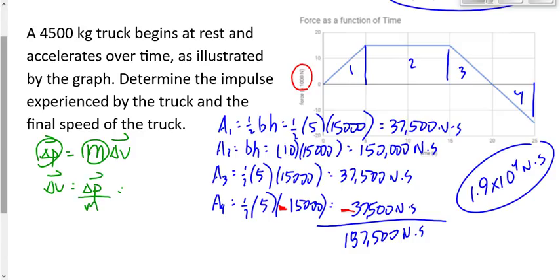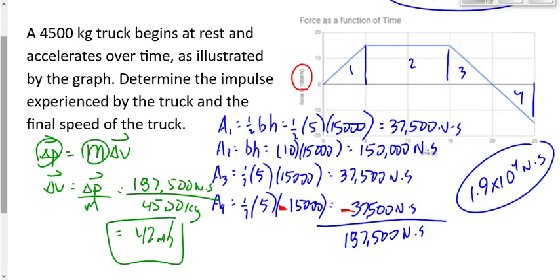The impulse is 187,500 divided by the mass of 4,500 kilograms. And that gives me a delta v of 42 meters per second. Now, what am I technically asked to find here?